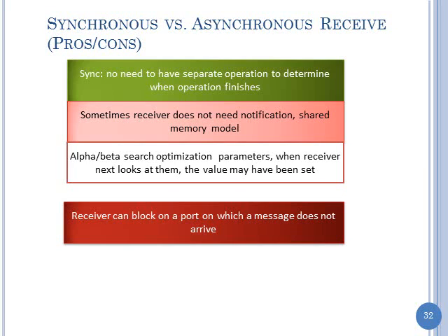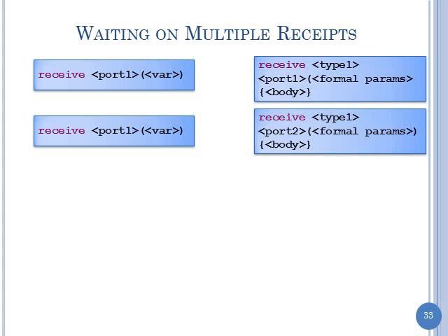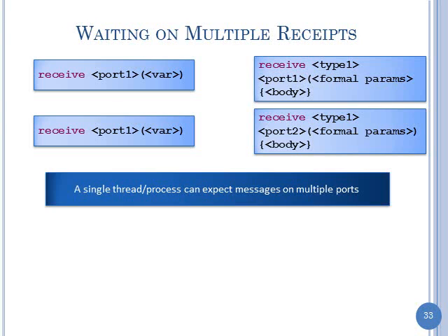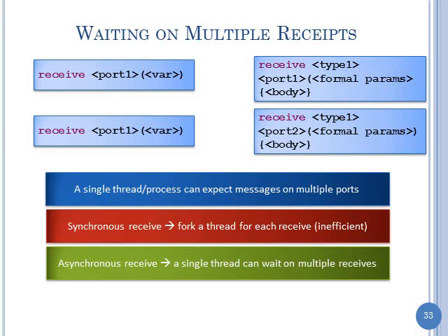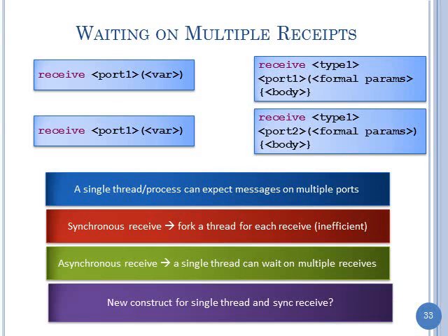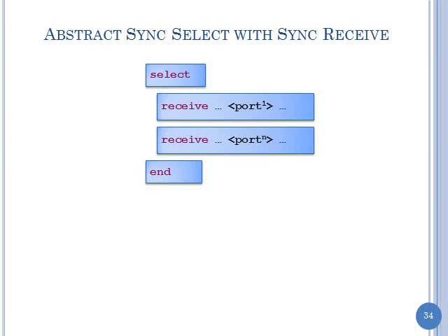So the arms in this kind of funny switch will be what? Receives, right? And then the semantics will be waiting on multiple receipts. So you've got either receive on port 1 or receive of this kind, and a single thread process can expect messages on multiple ports. You can fork a different thread, but that leads to all these issues. What we want is a new construct for single thread and synchronous receive, and we'll have something like this. Select, receive. Whether it's assignment or procedure call, I'm leaving that undefined here. That's what my dots are.